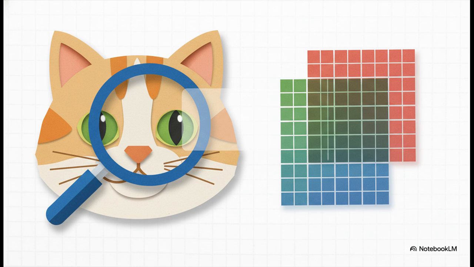You know, for a simple black and white image, each number might be between 0 for pure black and 255 for pure white. And for a color picture, it's actually 3 of those grids stacked on top of each other, one for red, one for green, and one for blue. The AI's entire job is to somehow find patterns in that massive sea of numbers that always reliably mean cat.